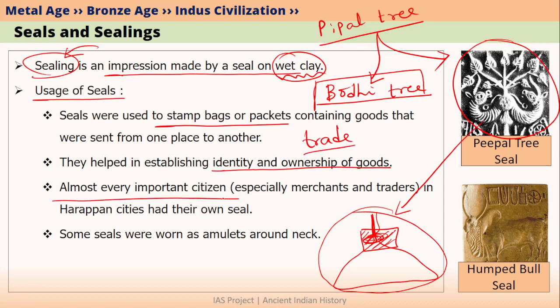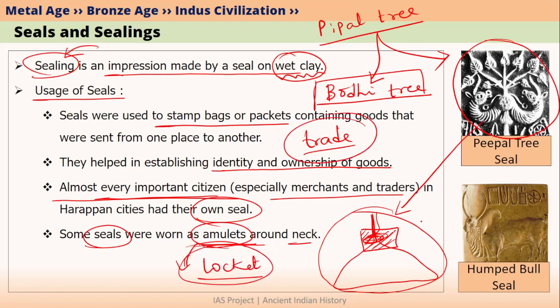Almost all important people in Harappa and other major cities had their own seals. So they were unique to each person, or let's say to each family. Especially traders and merchants definitely had these seals. Sometimes people also wore these seals around their neck as amulets. An amulet is basically a locket kind of thing. You can see a humped bull seal in this picture. So this is about the seals and sealings that were used by Indus Civilization people.